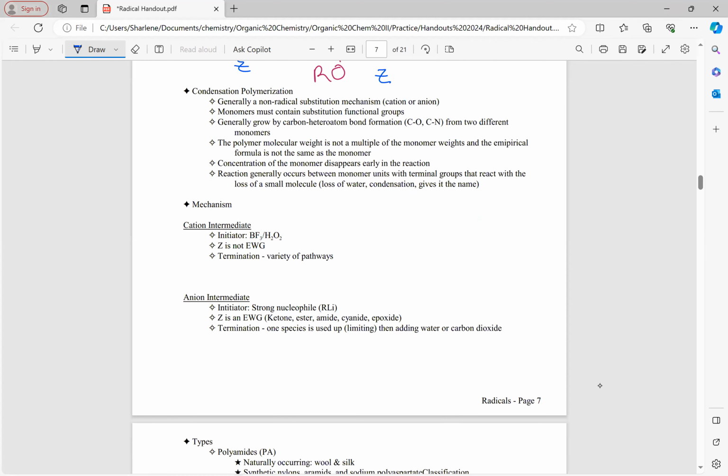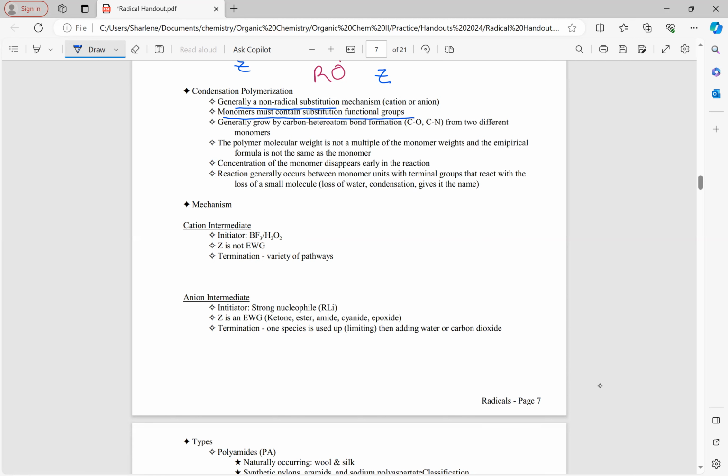This one is called condensation polymerization because it's going to lose a small particle. Generally, it is a non-radical mechanism. So the only reason I threw it in this chapter is when we hear polymerization, we generally think about the radical mechanisms, and I wanted to do a compare and contrast. But these condensation ones generally are not radical reactions. The monomers must contain a substitution functional group.